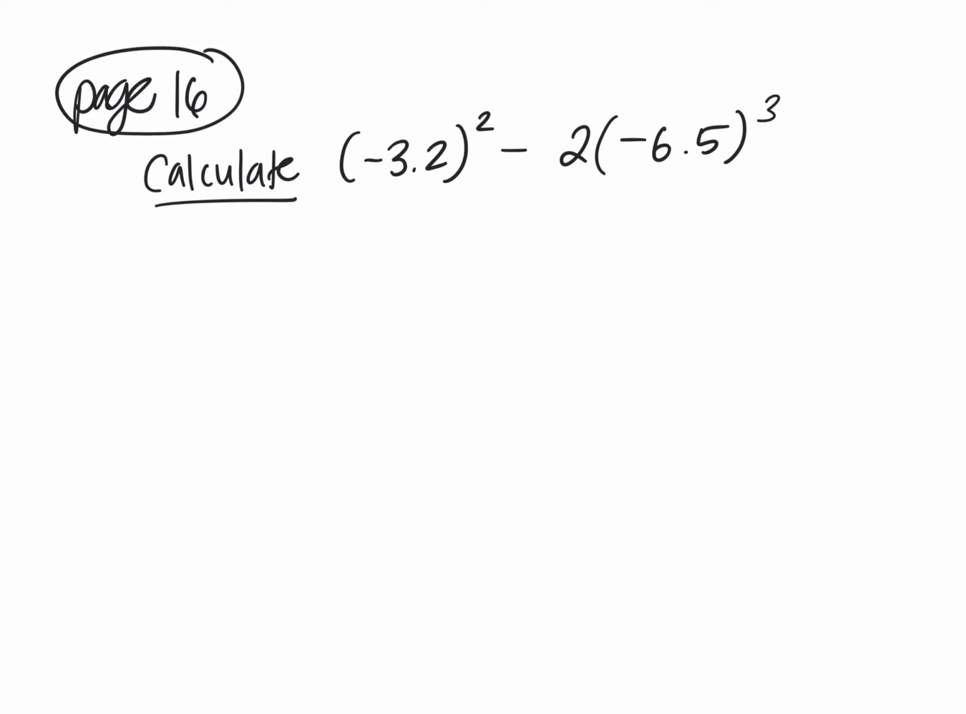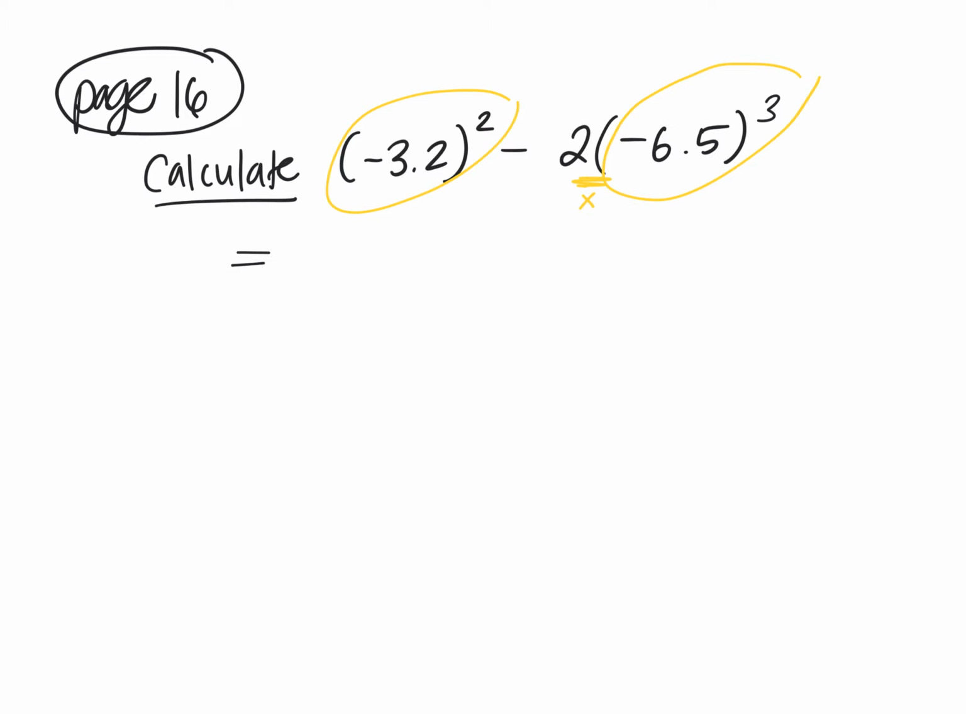It says calculate negative 3.2 squared. There's an exponent. Take away 2 bracket. What does 2 and then a bracket mean? What operation? Multiplication, but you're multiplying 2 by negative 6.5 cubed. So what do we have to do first here?